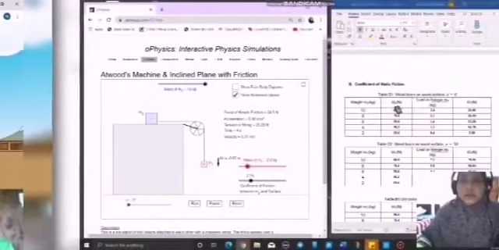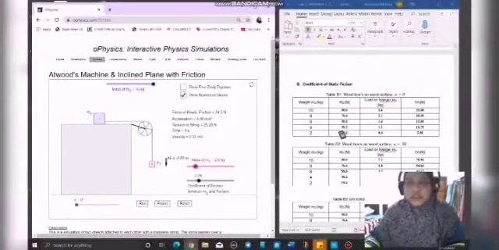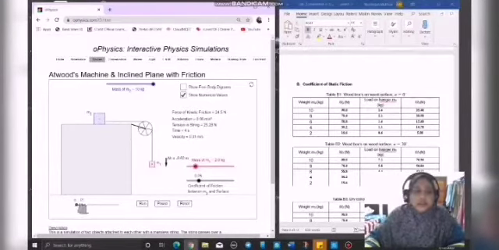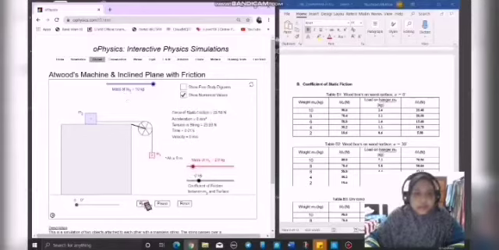For part B, coefficient of static friction for table 1. Table 1 for angle 0 degree. For M2, adjust to 10 kilogram. And for M1, you have to adjust until the velocity increases and the acceleration is 0.08 meter per second squared.